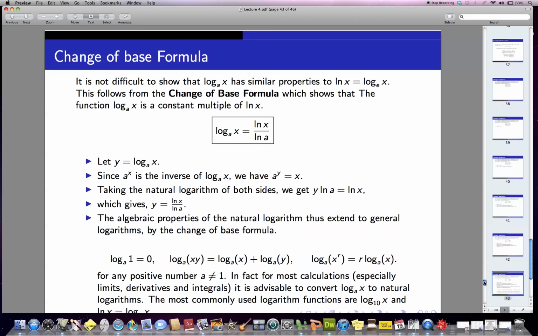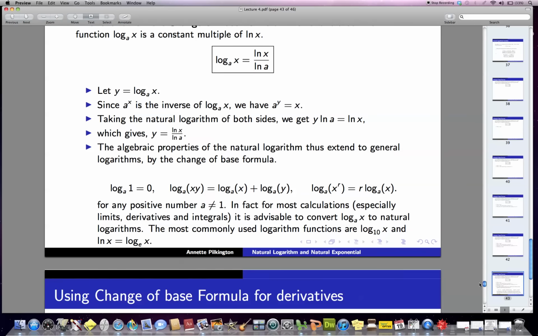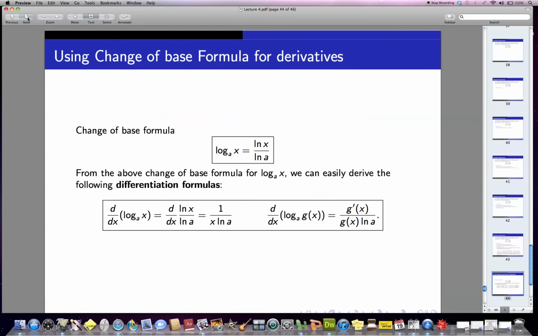In general, in order to calculate derivatives, limits, and integrals involving log to the base a of x, it's best to convert this function to the form of the natural logarithm using this change of base formula. And the most commonly used logarithm functions are log to the base 10 and log to the base e, which is just the natural logarithm.